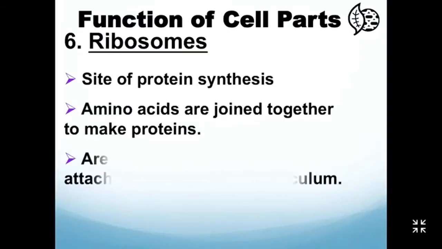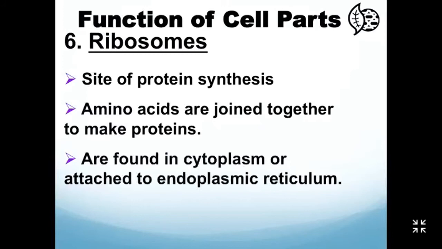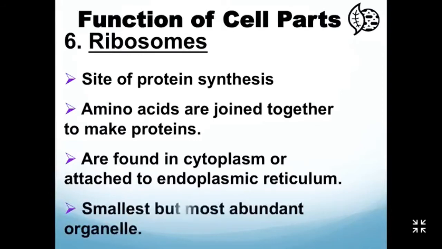Okay, so the ribosome is a site of protein synthesis. Amino acids are joined together to make proteins. Ribosomes are found in the cytoplasm or attached to the endoplasmic reticulum. They are the smallest but the most abundant organelle.